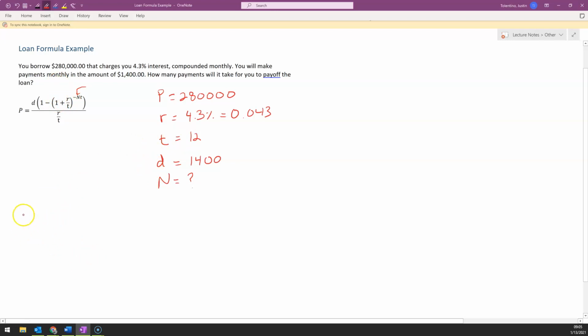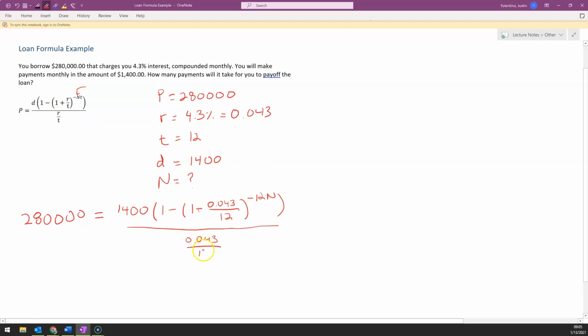Filling this in, I have P, 280,000, is equal to D, which is 1,400, times 1 minus 1 plus R over T, so 0.043 over T, which is 12, and then raised to the negative T times N, which is 12N. And N is our variable that we're trying to figure out. And now we have this whole thing over R over T, so 0.043 divided by 12.